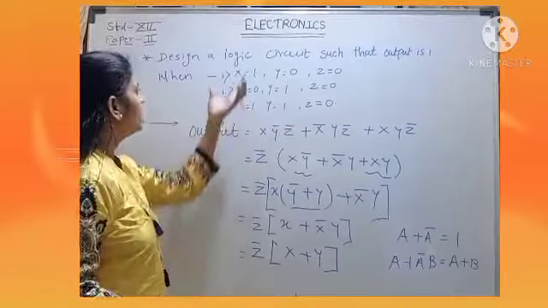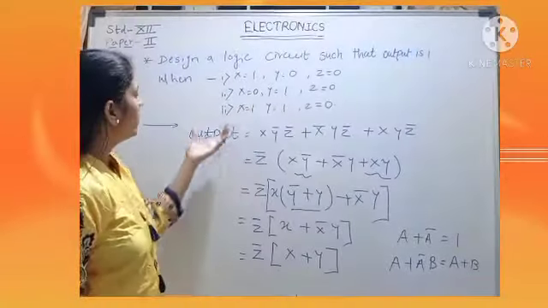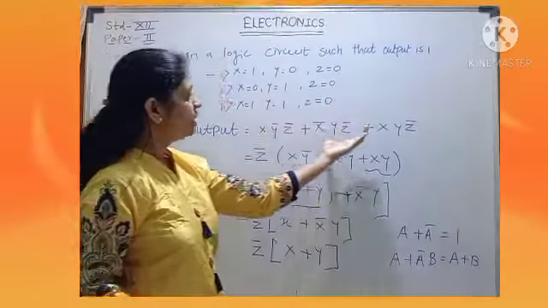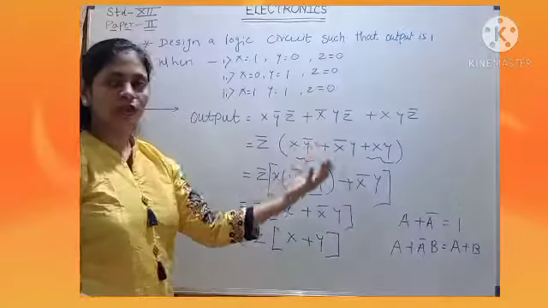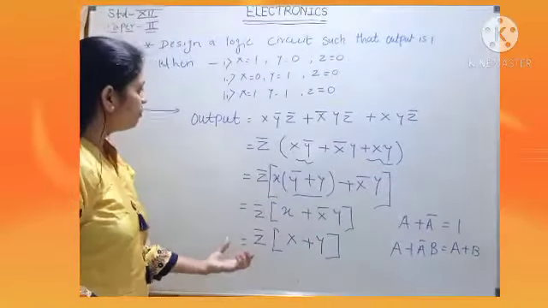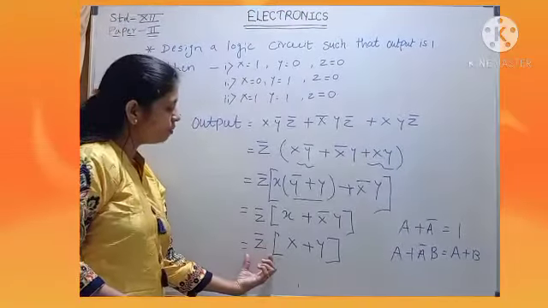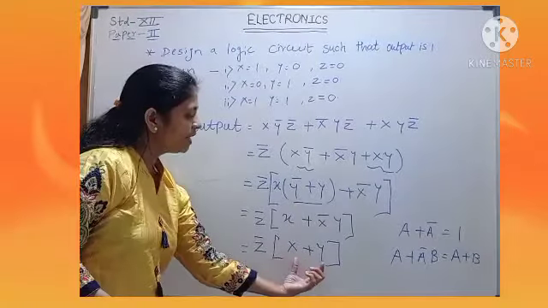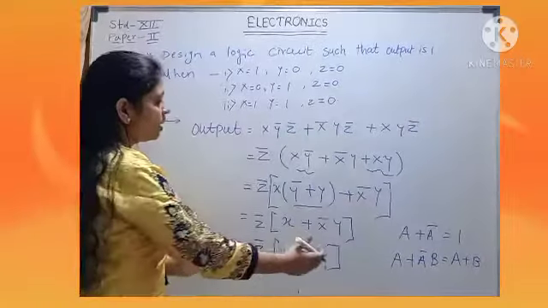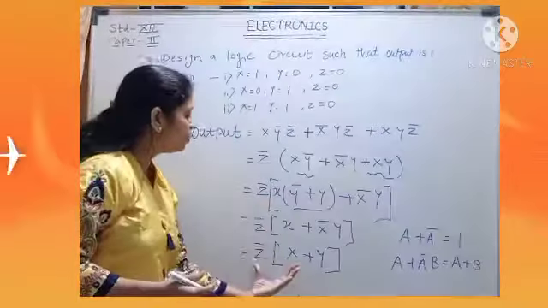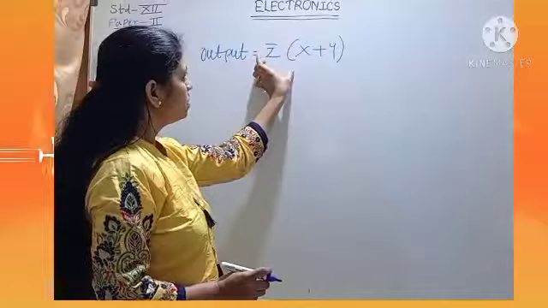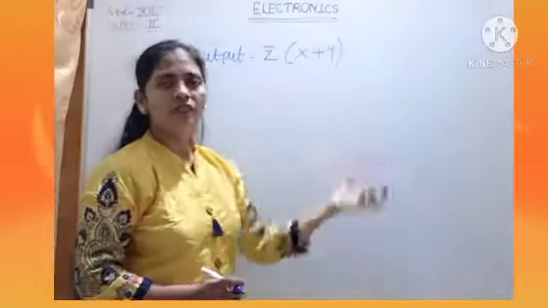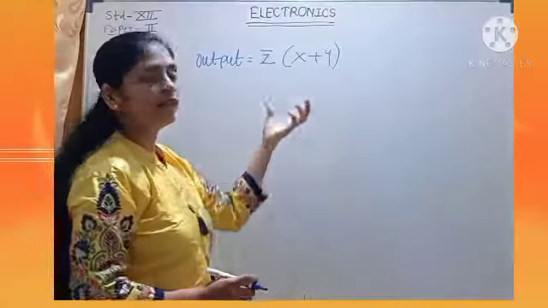So as the conditions are given like this, we wrote the Boolean equation for the given condition. We solved this Boolean equation by using the Boolean laws, and then finally we got this value z complement into bracket x plus y. So this is the final Boolean equation, and we have to draw the diagram for this equation, that output is equal to z complement into bracket x plus y. Now we have to draw the diagram for this.